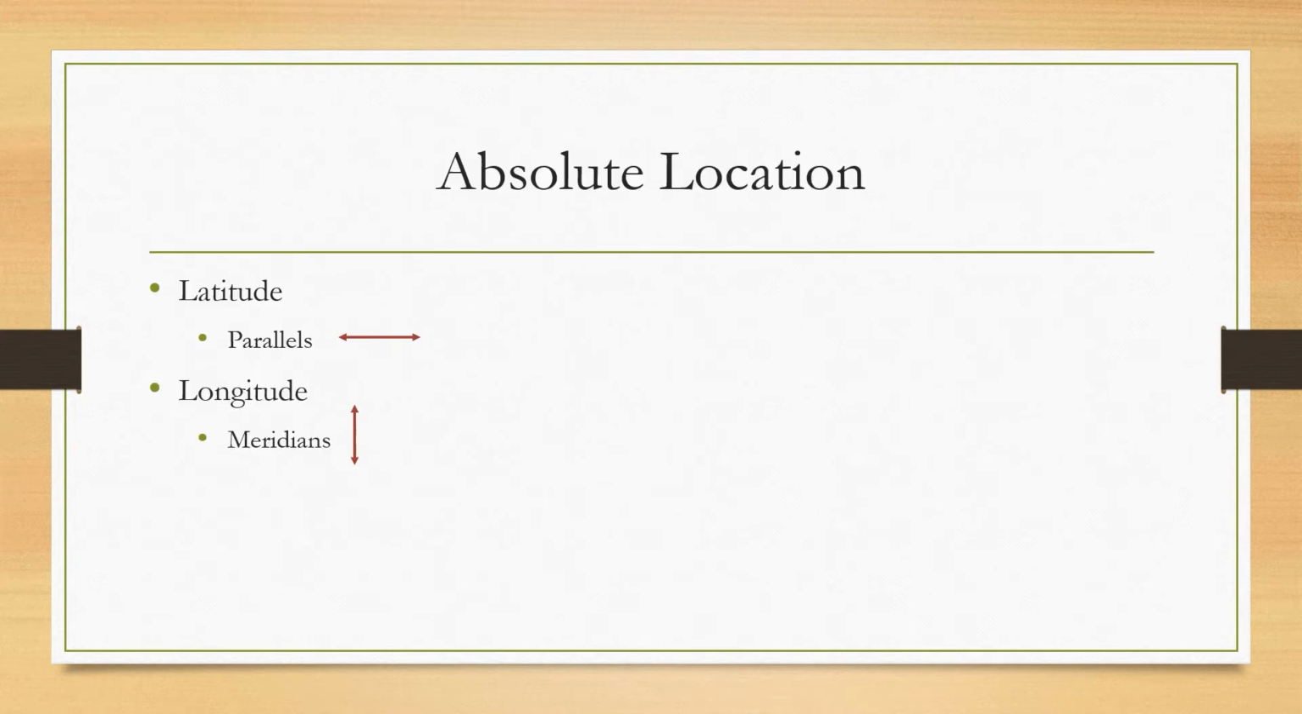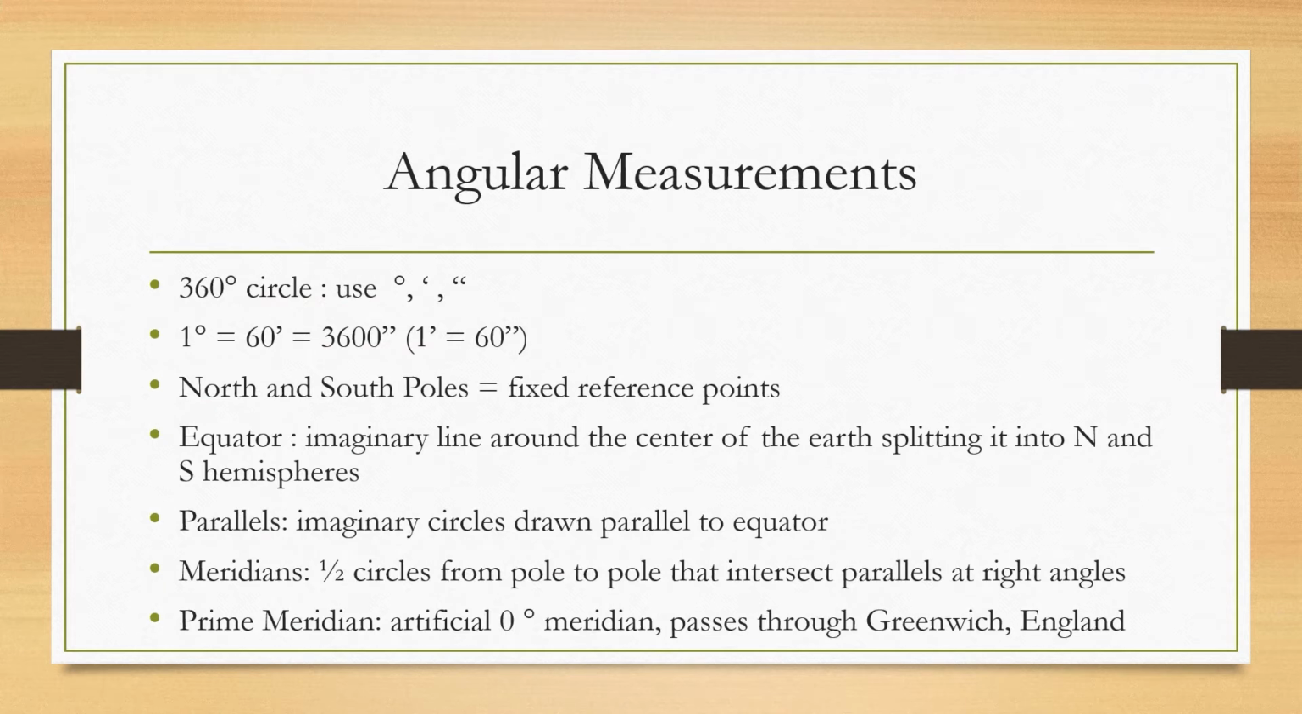Just like on a map or a globe, there are 2 directions that pinpoint each star, or 2 numbers, like latitude and longitude. But in this case, latitude is our parallels, and longitude are the meridians. Earth is a sphere, and a sphere is a 360-degree circle, right? We use degrees, minutes, and seconds as our measurements. 1 degree is 60 minutes, which is 3,600 seconds.